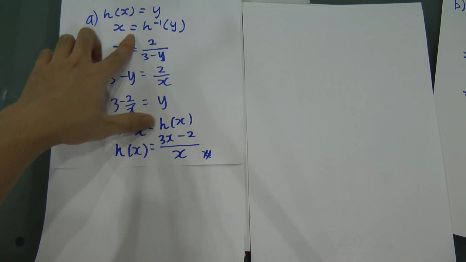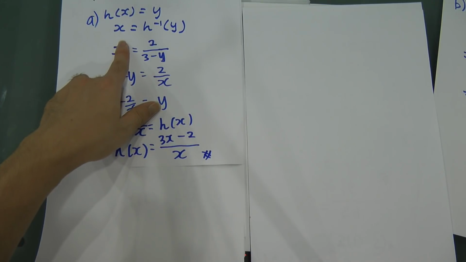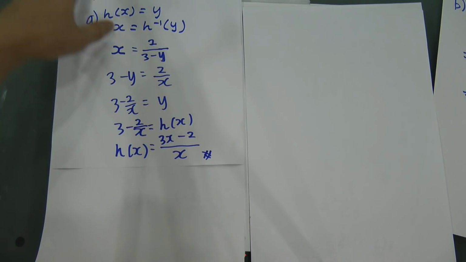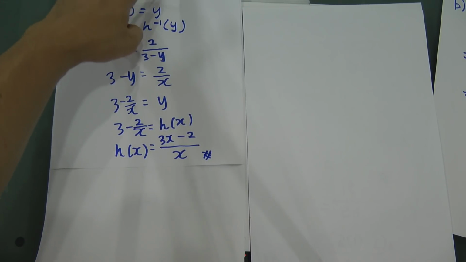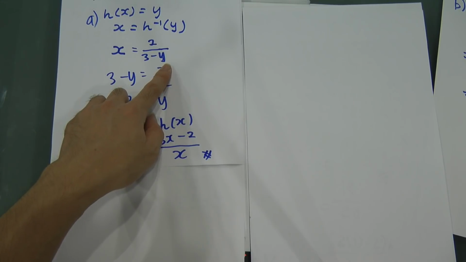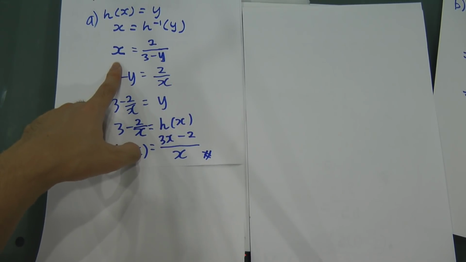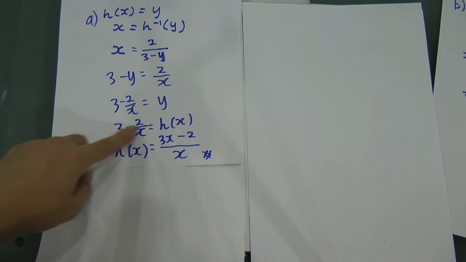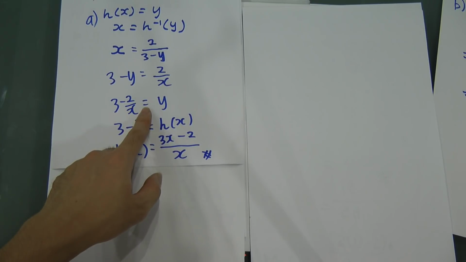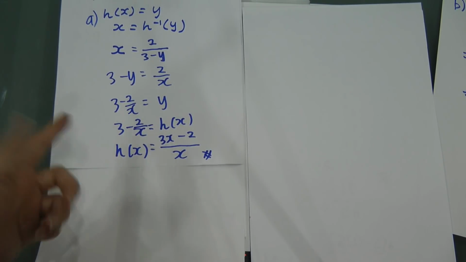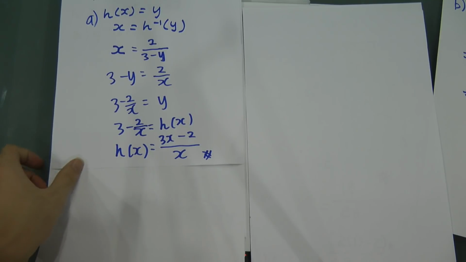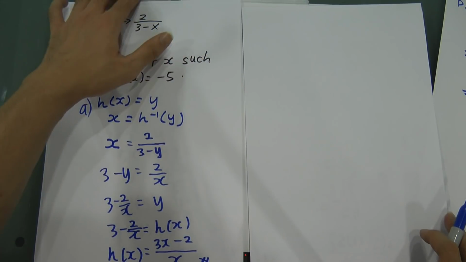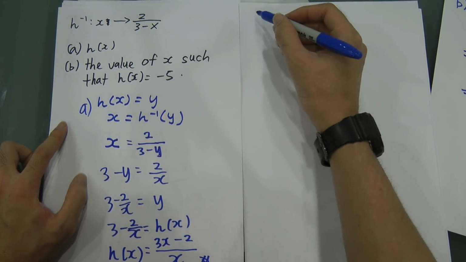On the top here is still same, h(x) equal to y. Then x equal to h inverse y. So h inverse y will become, this is h inverse x is 2 over 3 minus x. So this one is 2 over 3 minus y. Just x change to y will equal to x. Now our objective is to find y. So we just want to get y in terms of x. So I just solve the equation. I can get y equal to 3 minus 2 over x. So this is h(x). Okay? Done? Easy?